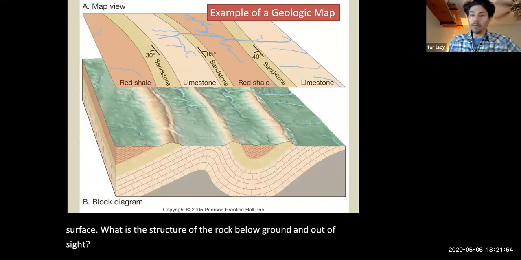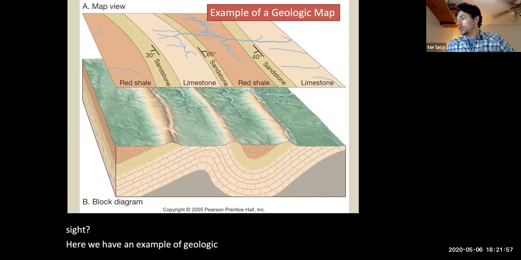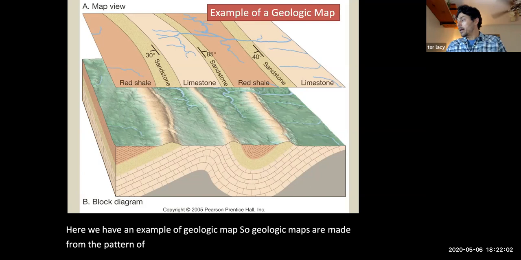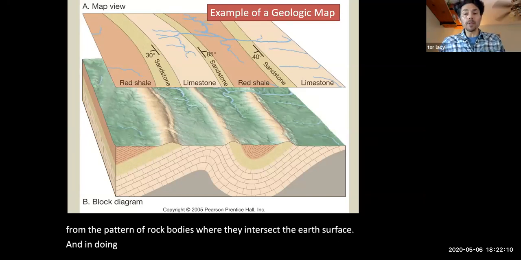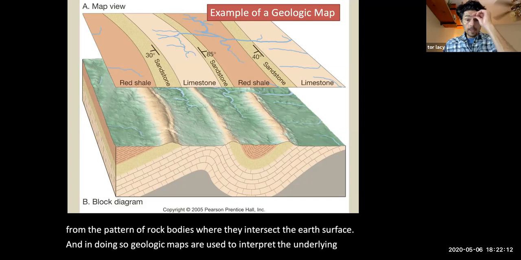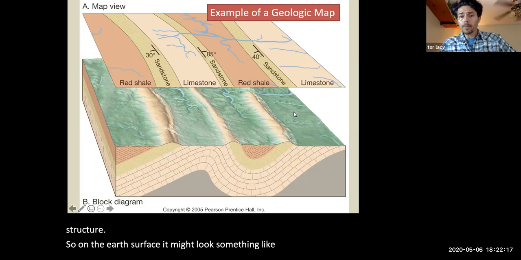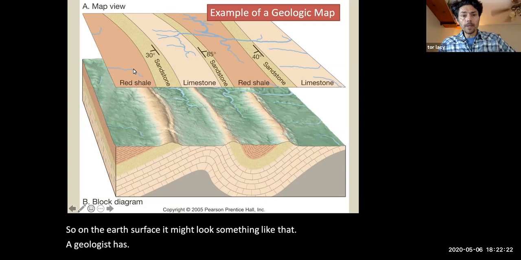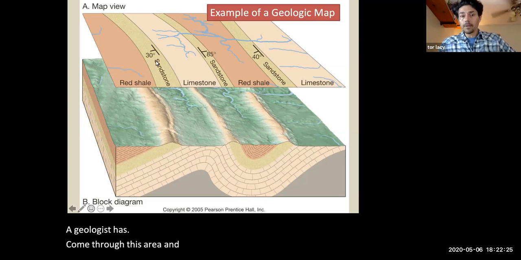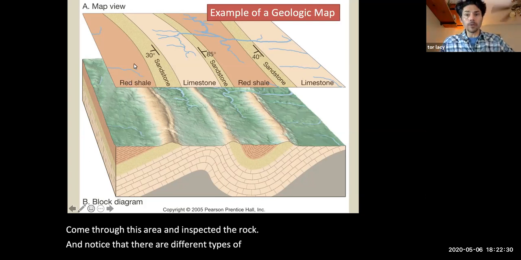So here we have an example of a geologic map. Geologic maps are made from the pattern of rock bodies where they intersect the Earth's surface, and in doing so, geologic maps are used to interpret the underlying structure. On the Earth's surface, it might look something like that. A geologist has come through this area and inspected the rock and noticed that there are different types of rocks exposed on the Earth's surface.